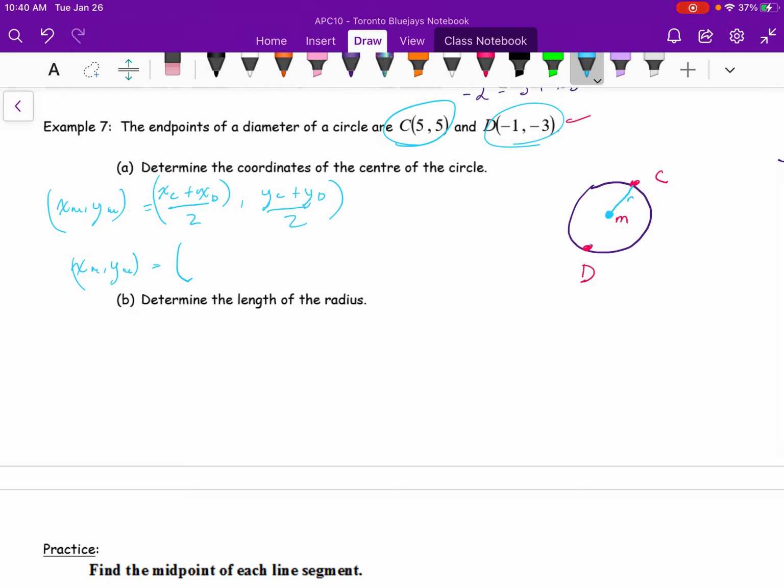So what I get are the x-coordinate for C is 5 plus x-coordinate for D is -1. I'm going to divide that by 2. The y-coordinate for C is 5. The y-coordinate for D is -3. And I'm going to divide that by 2. I know that I need to add these. That's the mathematical operation that I'm doing.